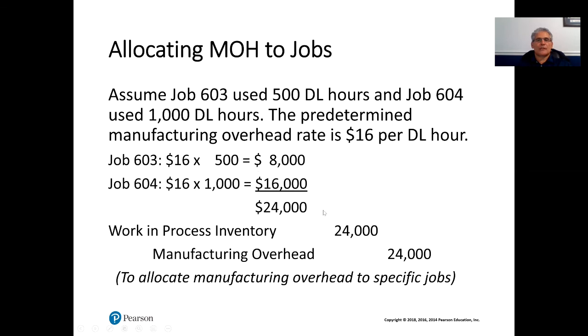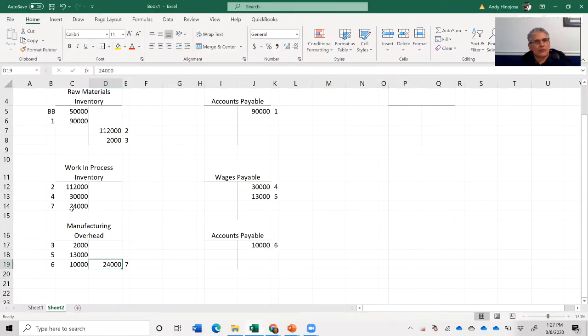Now I'm going to remind you that this was based upon estimated numbers that we came up with the $16 per hour. This is an estimate, what we came up with before the year even started. So what do we know? We know that it's almost definitive, because there's no way you could be that precise, that what we're allocating is different than the actual. Hopefully it's not off by much, but let's hope that we're reasonably accurate. So $24,000 into work in process, and $24,000 taken out of manufacturing overhead.